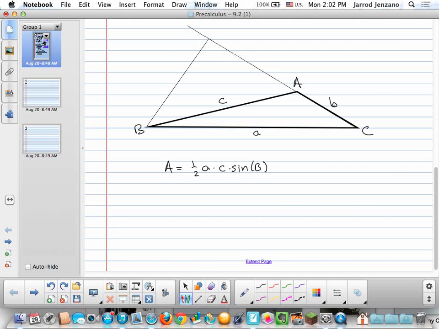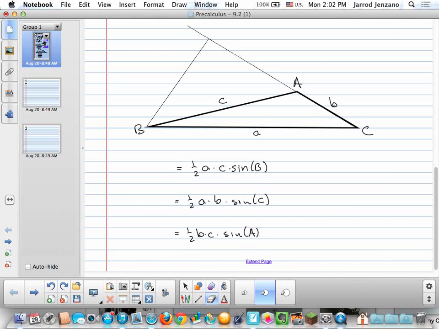If you notice, I'll write all three of them now. Area equals 1/2 AC sine B, area equals 1/2 AB sine C. These are in your text. And then area equals 1/2 BC times sine of A. And I should say area equals, not A equals.